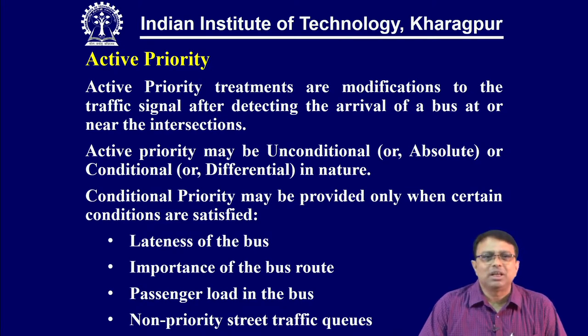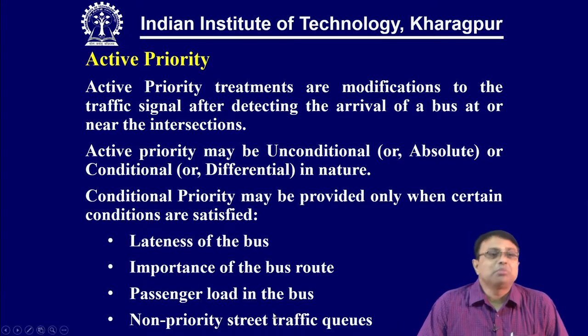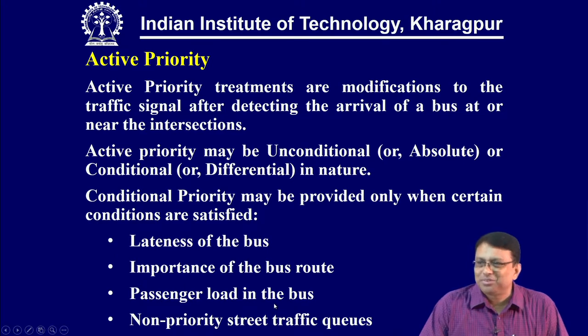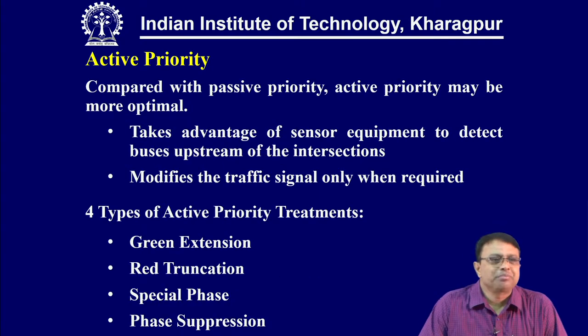So, you know that here it is really important, so you give priority to that direction. Depending on the passenger load, how many people are there in the bus, is the bus empty, then you may not give priority, because if the bus is full, you give priority because the benefit is more. So, it is not unconditional, but conditional. After sensing the bus, once you know that the bus is there, you check certain logic, certain criteria, and then decide whether to give priority or not.